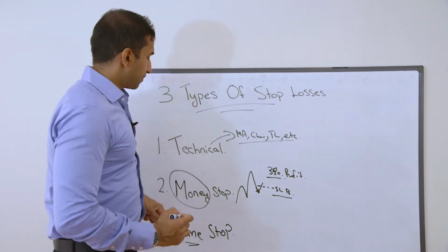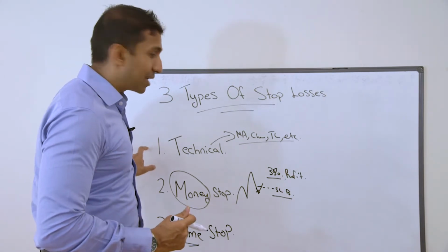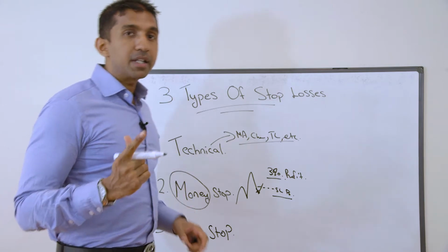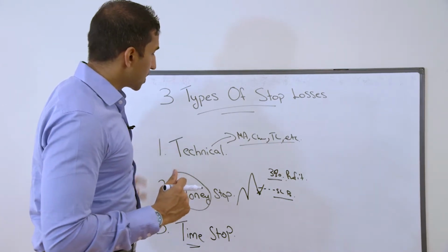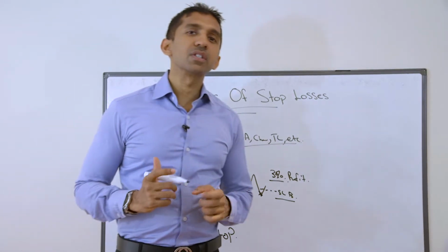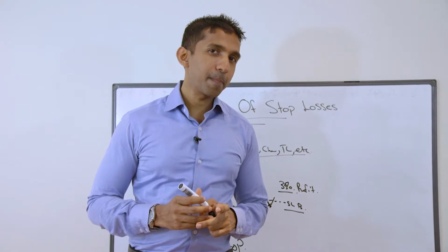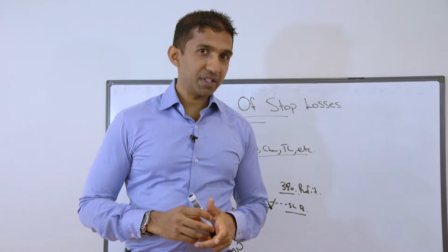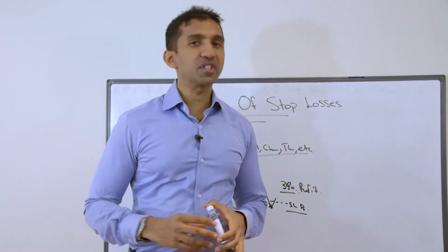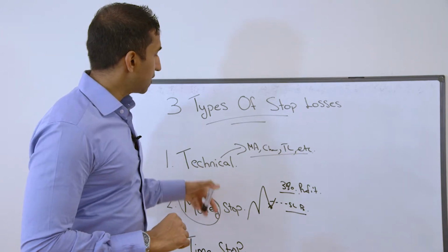Okay, now let me ask you all a question, right? Out of all these 3 stops that I've just talked about, technical, money and time, what do you think is the strongest stop of them all? If my guess is right, as we have coached thousands and thousands of traders, most of them usually tell me it's either the technical or the money stop.